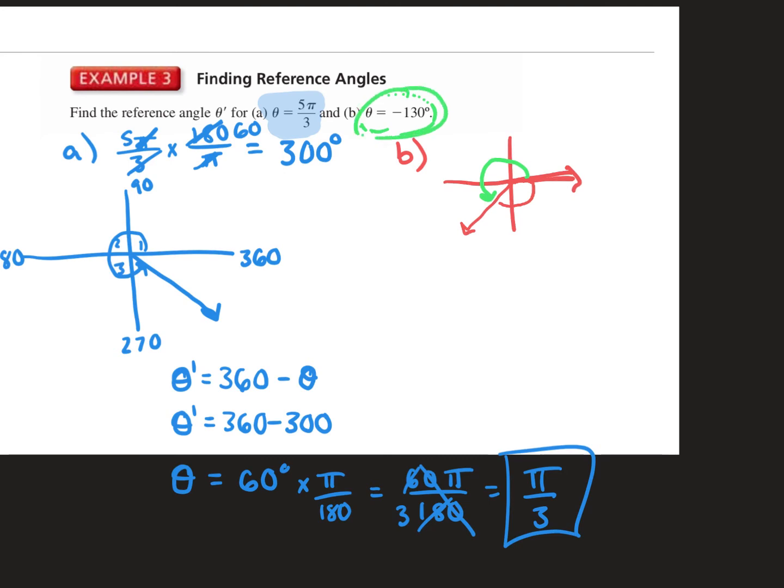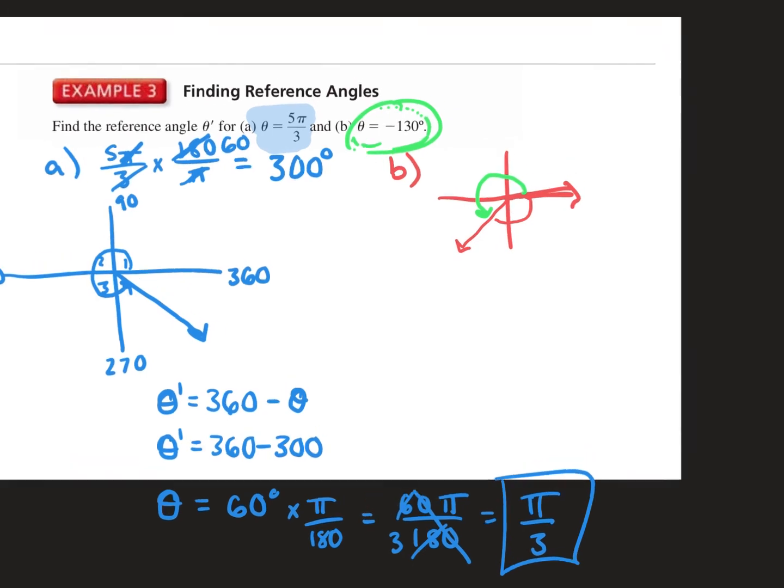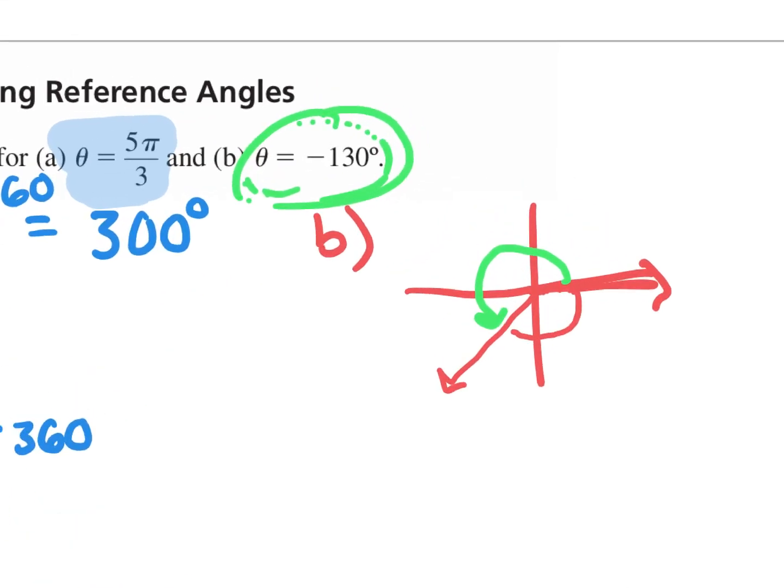Anybody remember how we find our positive coterminal angle? We did this before spring break. To find our positive coterminal angle, we're going to add 360 to negative 130. So it's negative 130 plus 360. 230. So 230 degrees is the same angle as negative 130. We're just going in the different direction. We like to work with positives here.